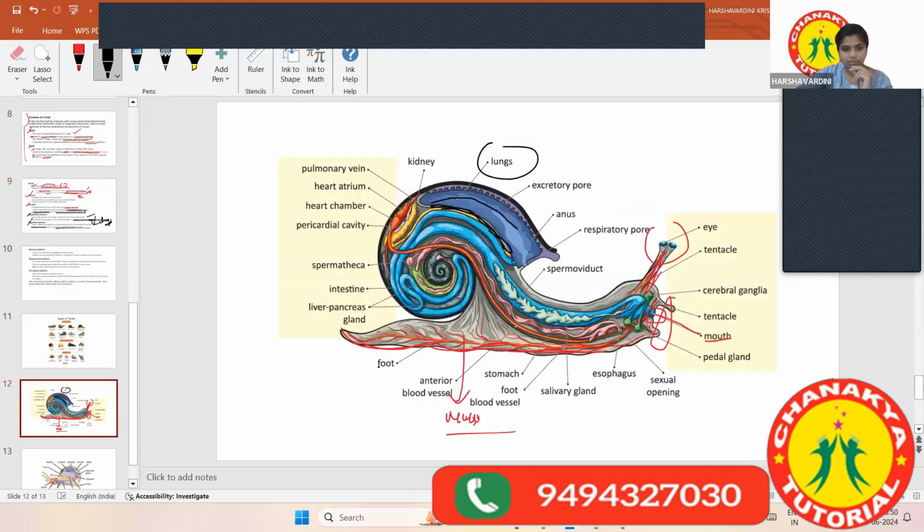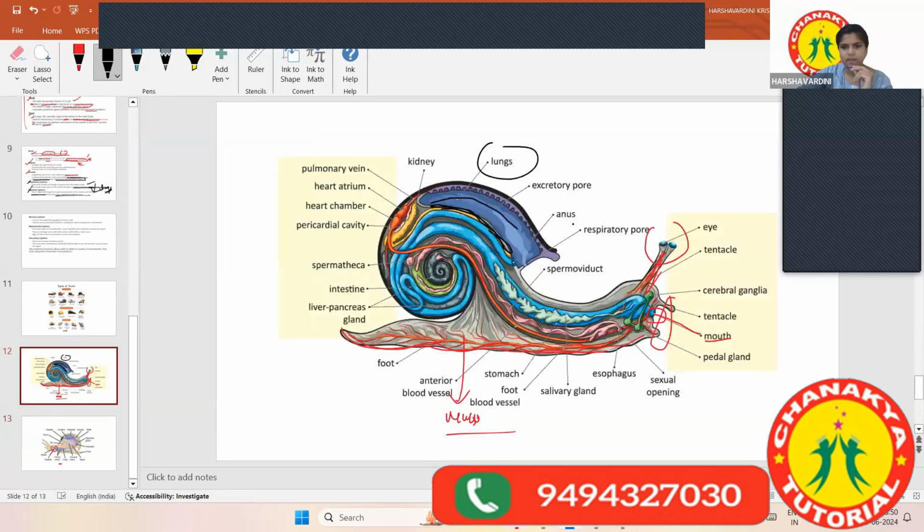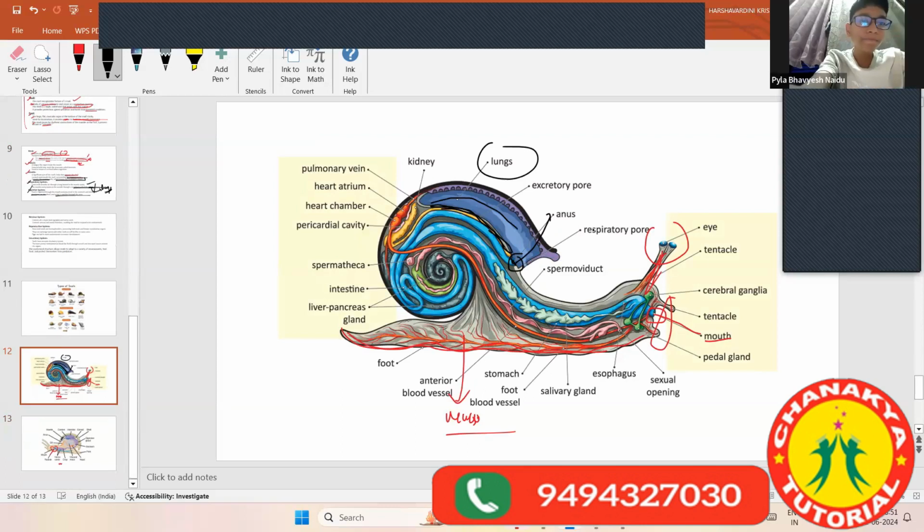They also have an anus. Maybe the anus is present here. Where is the anus? The anus is not here. Yeah, you can see the anus is somewhere here. Yes, this is the anus. Can you see the anus here? This here, the hole opening. That is the anus. Okay, ma'am.